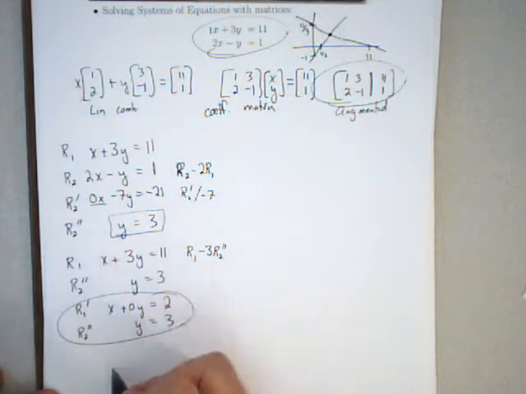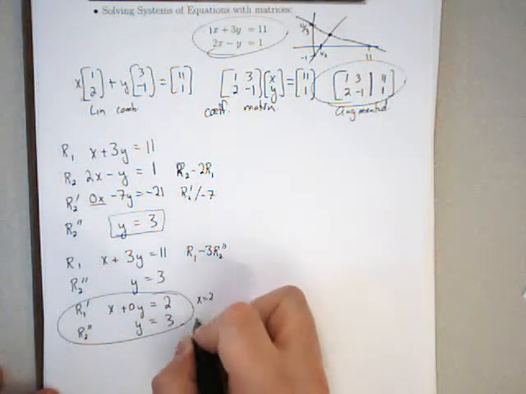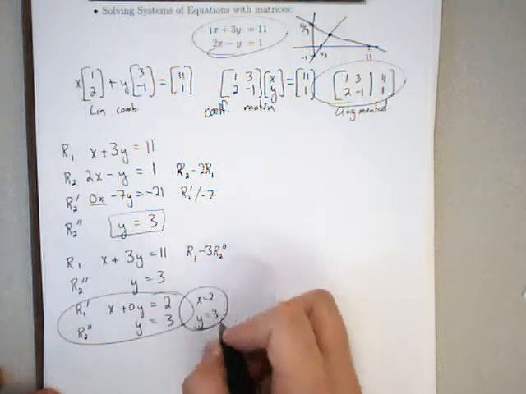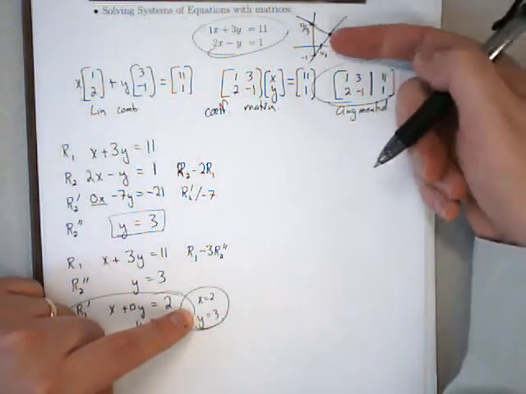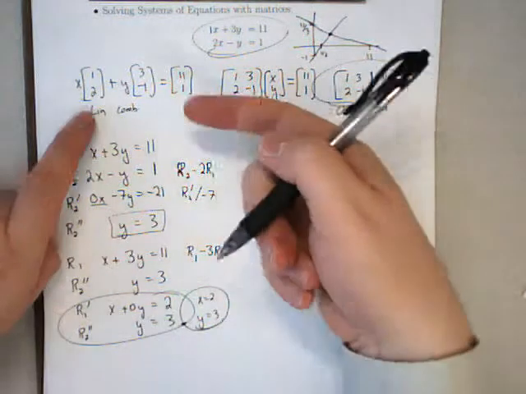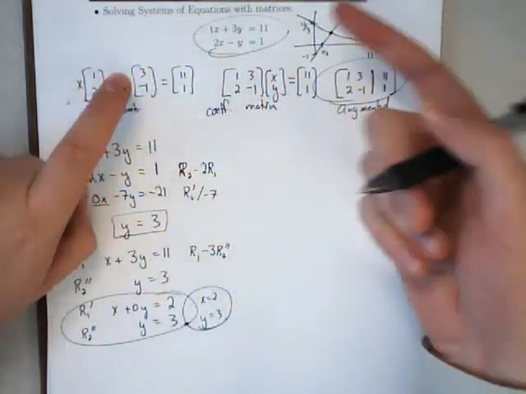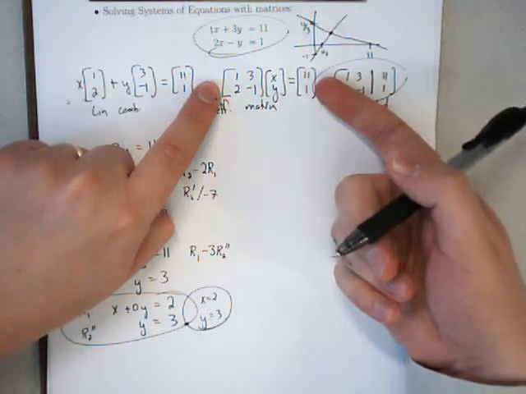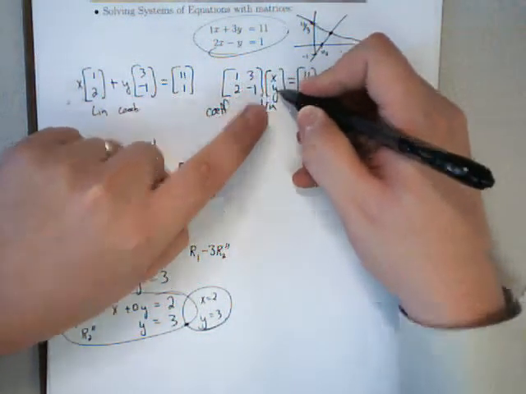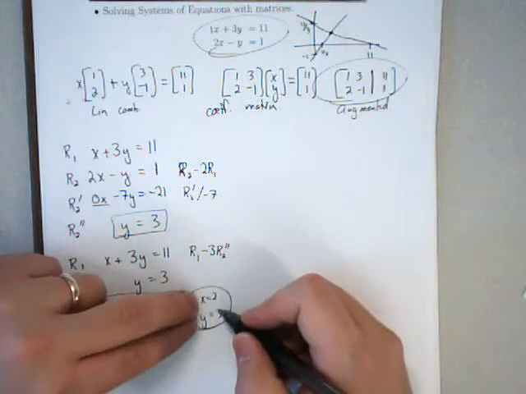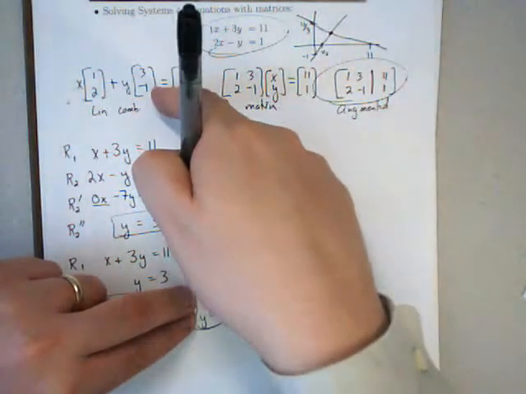I have my system's solution. x is 2, y is 3. That tells me precisely what the point is. It also tells me how to create 11, 1 as a linear combination of 1, 2 and 3, negative 1. It also tells me how I solve this matrix system. I put the number 2 here and the number 3 there. Those two numbers tell me precisely how to solve 3 different problems.